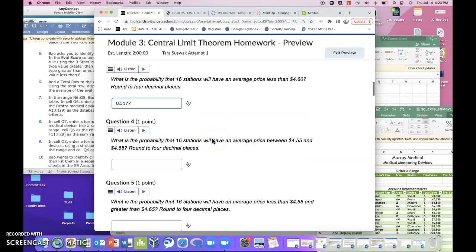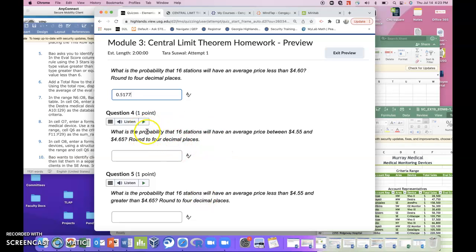The rest are similar. So if you're struggling with these situations where you have to find the probability, go back to the PowerPoints and the notes that you had from Module 2 for finding probability with the normal distribution, and that should help you out.